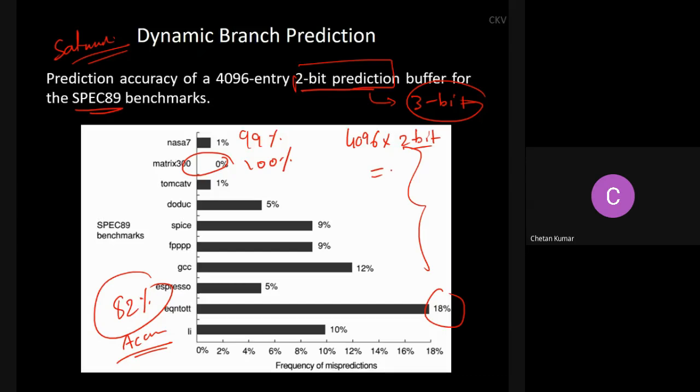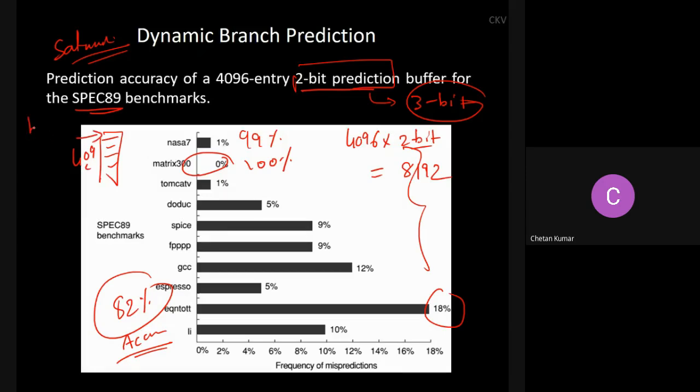Can somebody calculate this? So 4096 into 2 is 12 plus 2, 14. So how are those 4096 entries selected out of many branch instructions? I told you, right? Okay, so this is 8192. So if you have 4096 entries, how is each entry accessed?